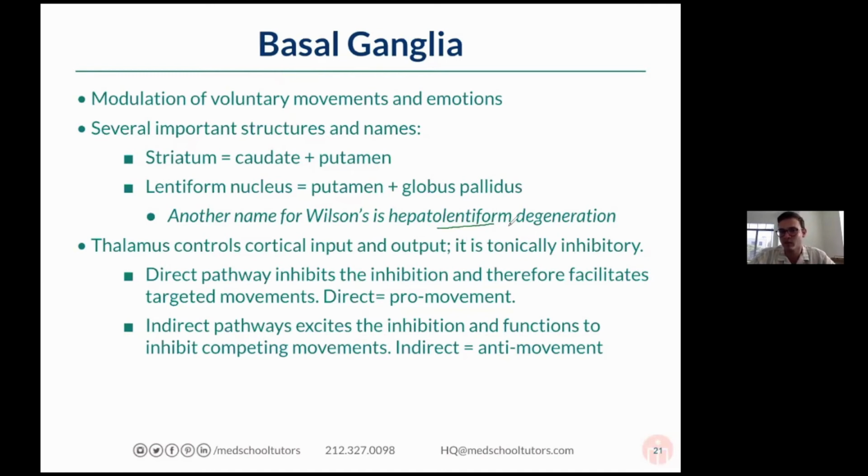Yep, lentiform is in reference to the lentiform nucleus. Wilson's disease does preferentially affect this part of the brain. And then remember, it presents with some psychiatric stuff. So that's how I remember that basal ganglia does emotions.